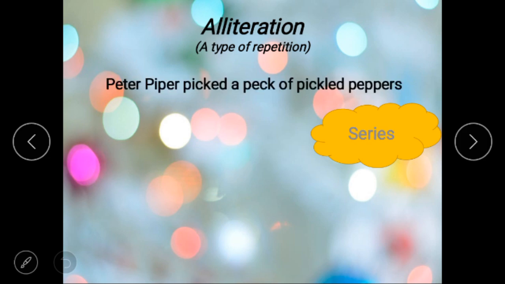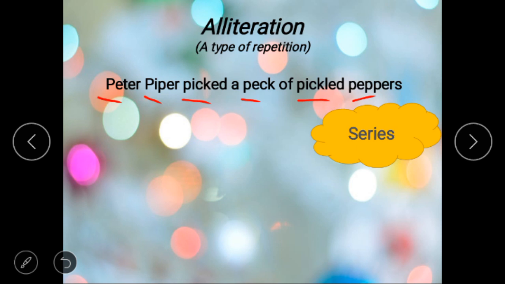Peter Piper picked a peck of pickled peppers. Now, this is a tongue twister. It's not actually taken from a poem, but here you can see that the sound per is being repeated again and again. Per, Peter, per, Piper, per, picked, per, and so on. Now, the sound of per is being repeated again and again, and that too in a series. It's consistently going on. There are actually no gaps, and this is why we call it alliteration.